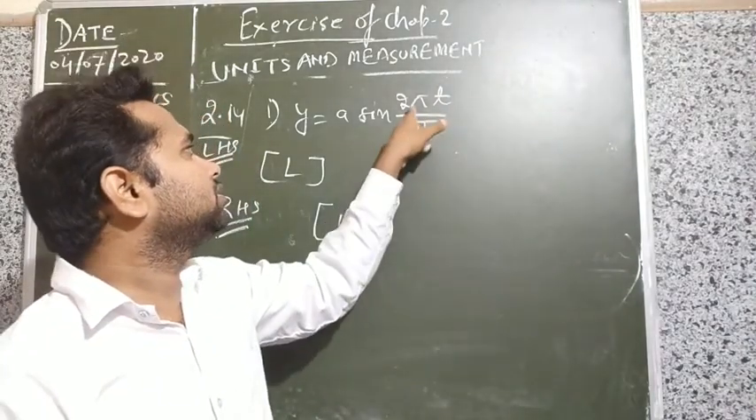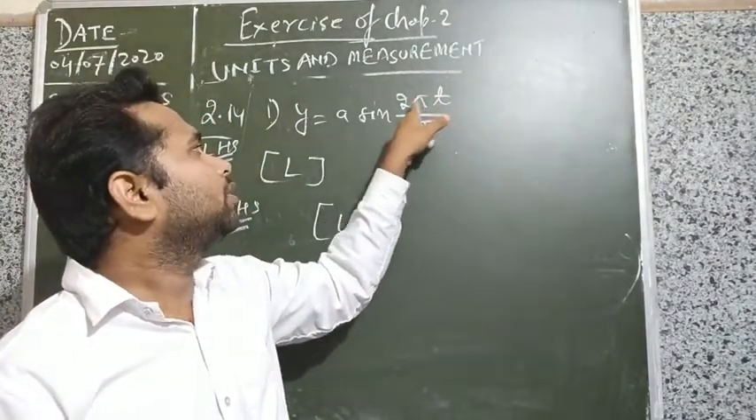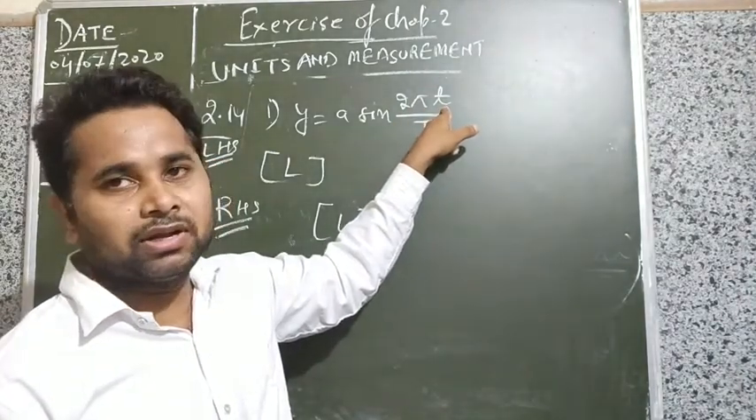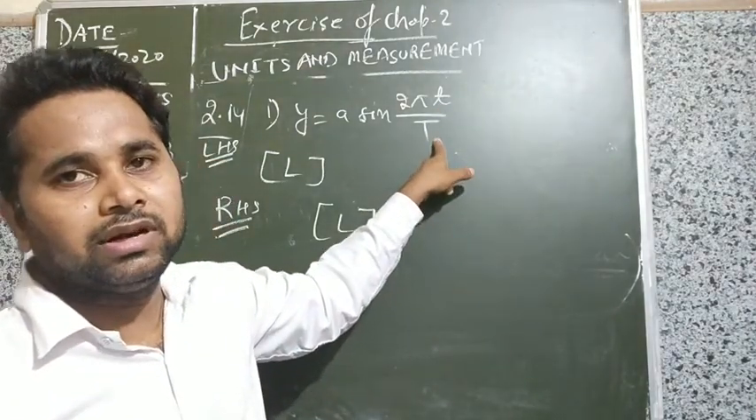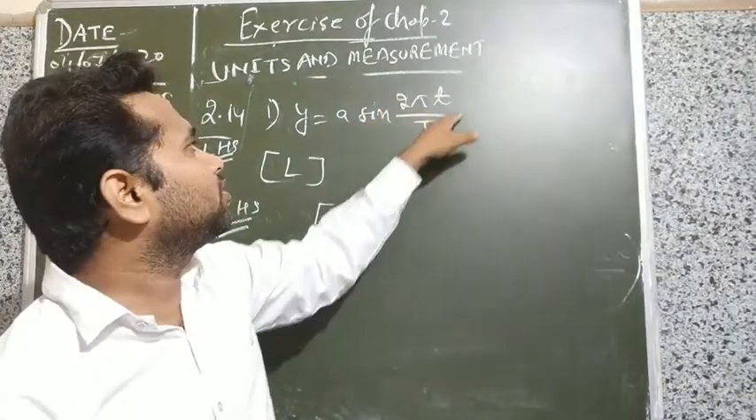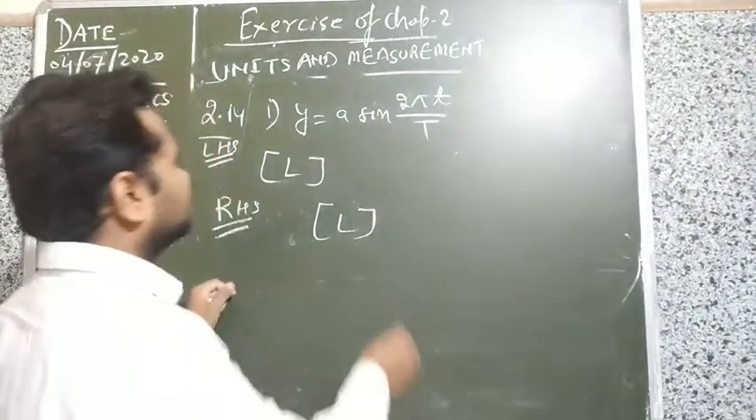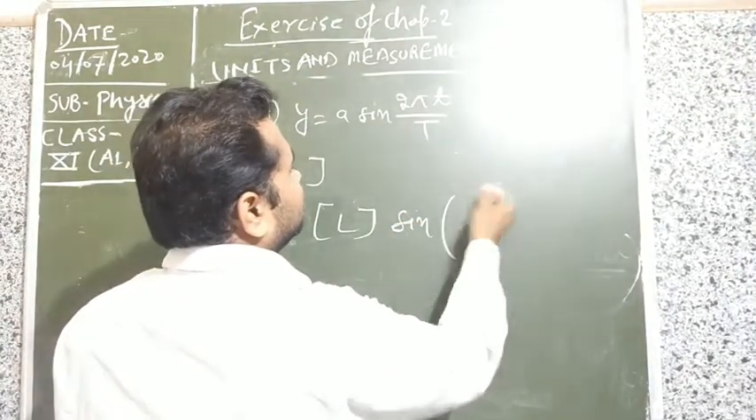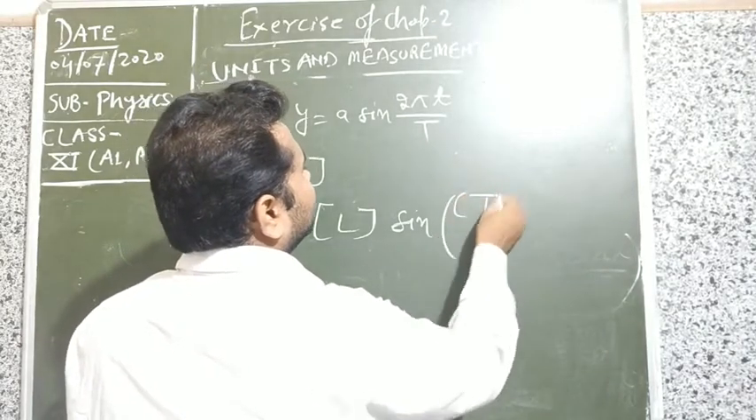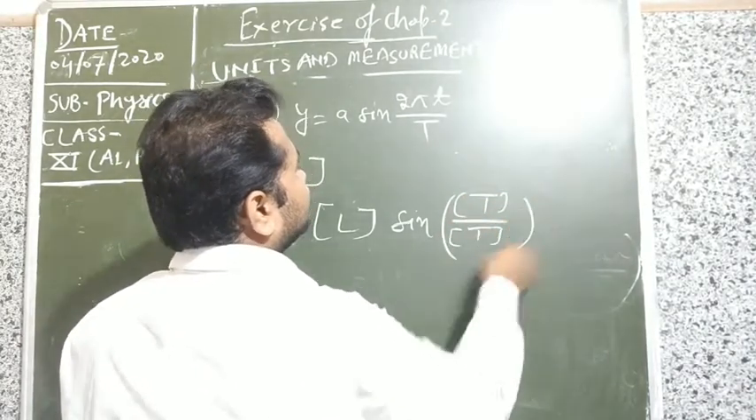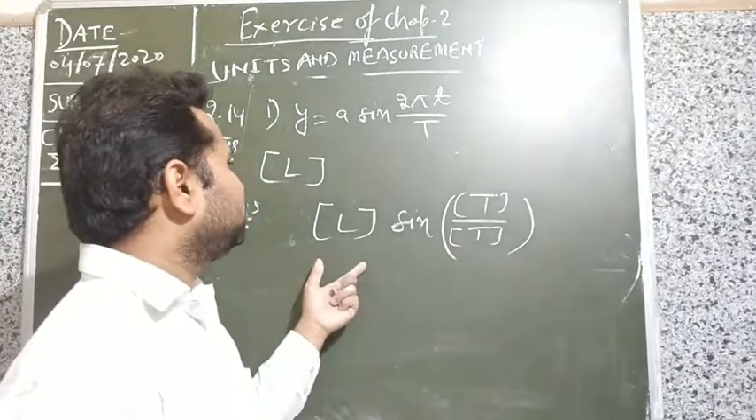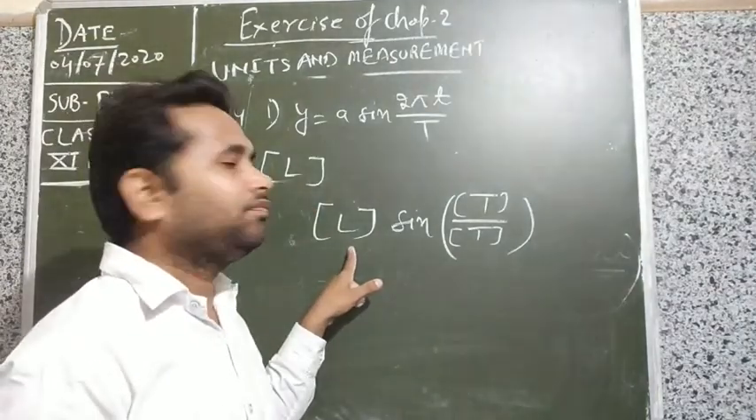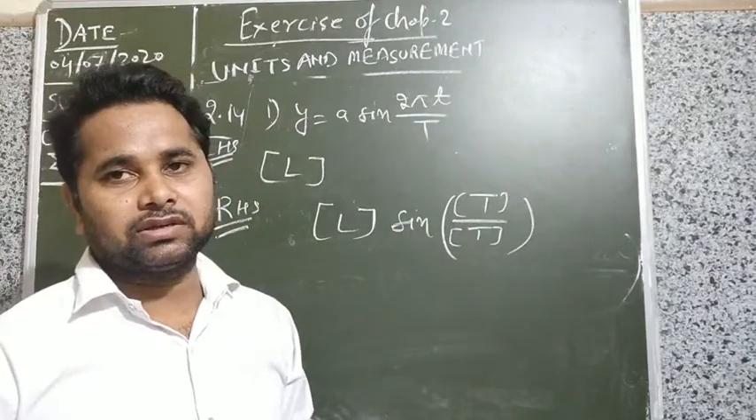Also it appears so, because see this 2 pi, no dimension, and this is the time period T, which has dimension capital T, and the denominator is also time, dimension capital T. So there is no dimension of the argument of this expression. I am writing here sin t by T, no dimension. So finally the left hand side dimension is capital L, the right hand side dimension is also L, so the relation is dimensionally correct.